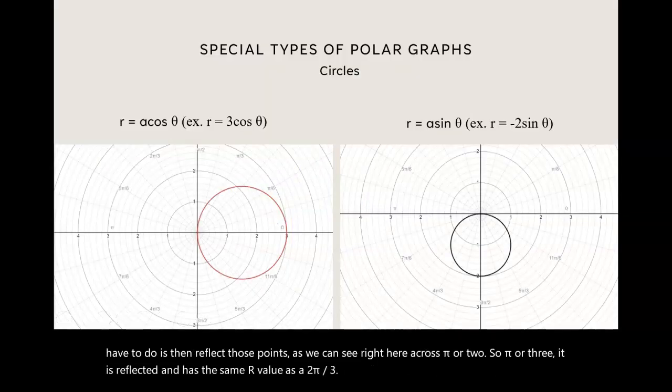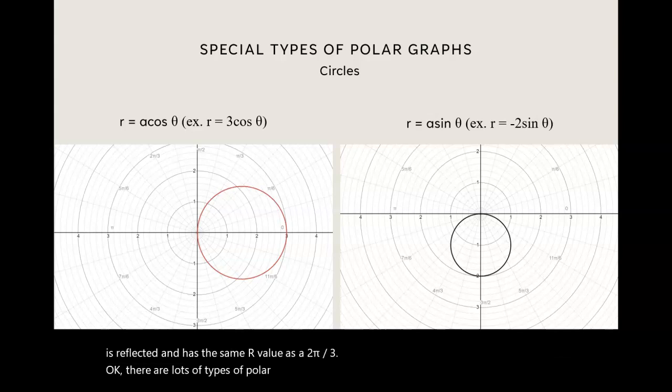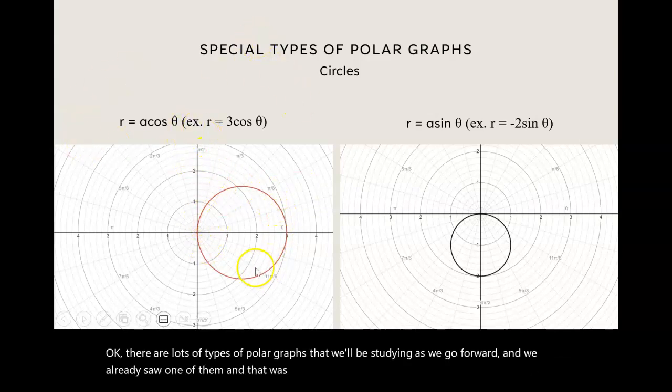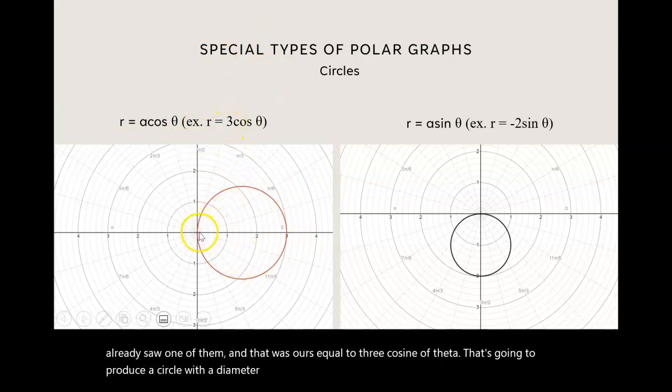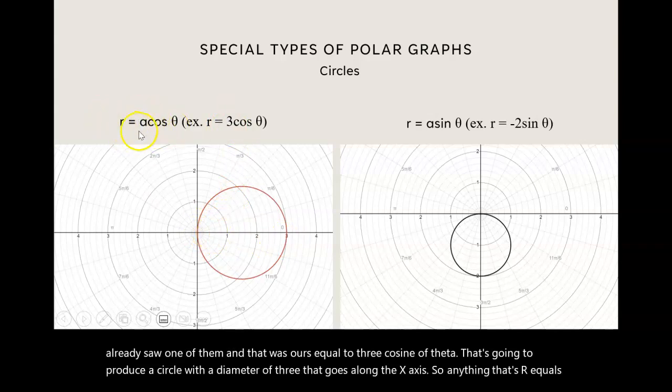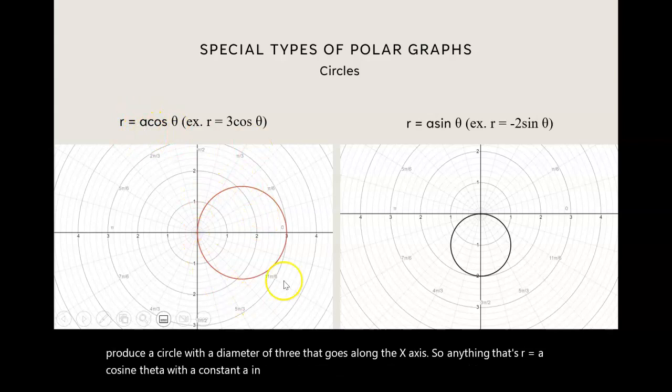Okay, there are lots of types of polar graphs that we'll be studying as we go forward, and we already saw one of them, and that was r is equal to 3 cosine of theta. That's going to produce a circle with a diameter of 3 that goes along the x-axis. So anything that's r equals a cosine theta with a constant a in front is going to produce a circle that's along our x-axis, or our polar axis, I should say.